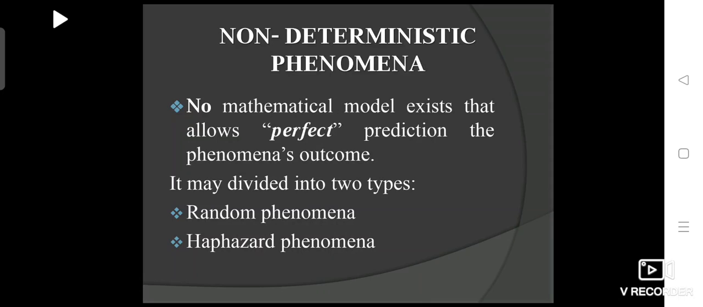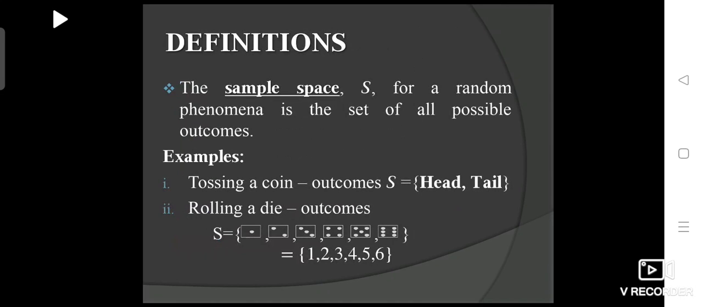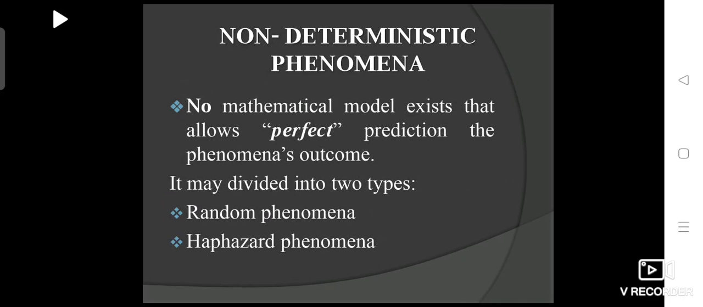Usually it has two types: random phenomena and haphazard phenomena. Now what are random phenomena? For example, you have a bucket of balls and you want to collect a red ball. You can shake your bucket and pick one ball from the bucket, but you don't know whether the ball is red or not.